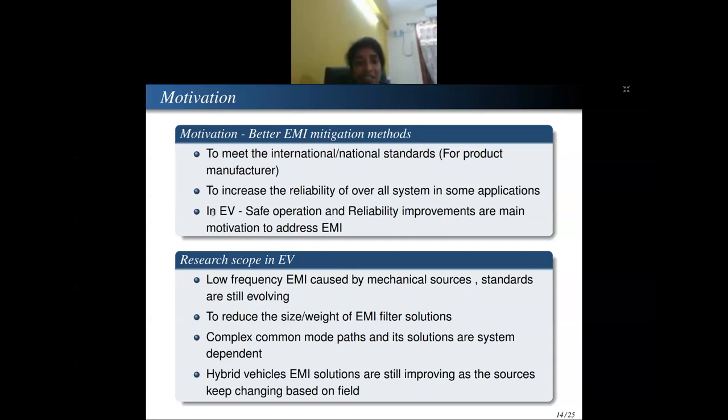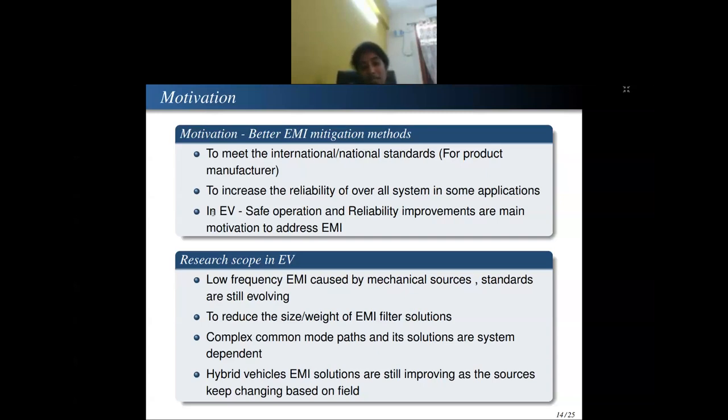And another thing is to reduce the size and weight of the EMI filter solution. Look at the drive system, the propulsion unit: more than 30% or 40% of the weight is for the EMI filter. In any system, if you insert a filter, it would introduce a larger size and weight. One of the reasons that electronics engineers hate to use the inductor is this. Now, of course, there are many evaluations, but the size and weight has to be reduced. This is one of the research scopes which is happening.